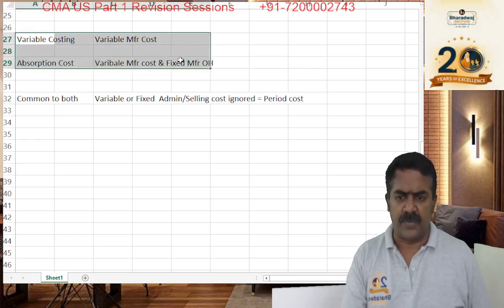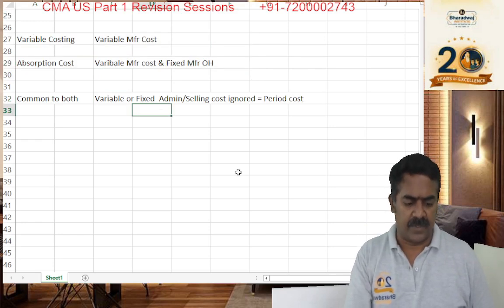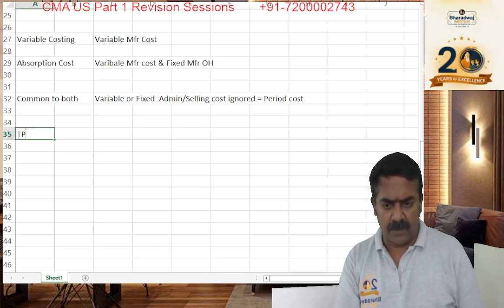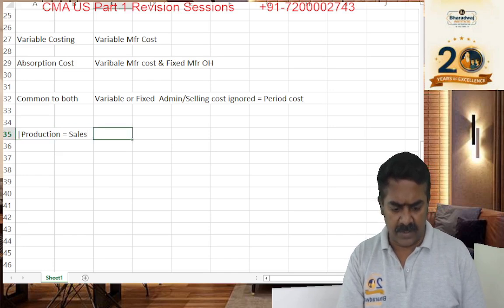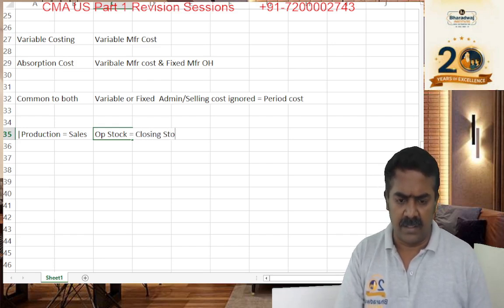What is the difference between variable costing and absorption costing? The only difference is fixed manufacturing overheads. Simple. When production is equal to sales, otherwise opening stock is equal to closing stock, beginning inventory is equal to closing inventory, there is no difference in profit.